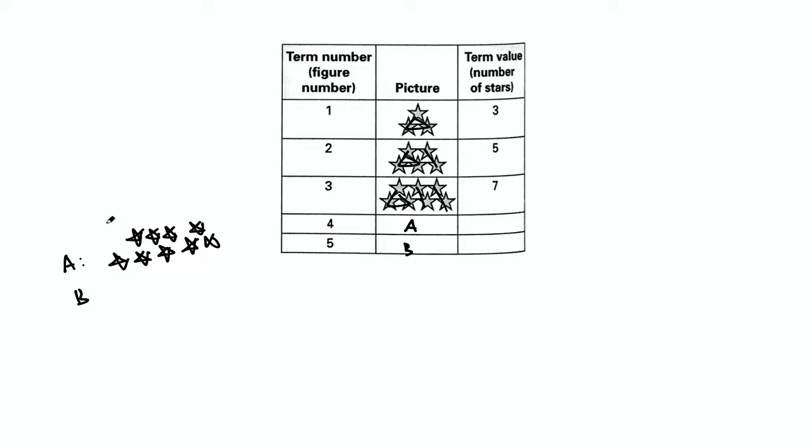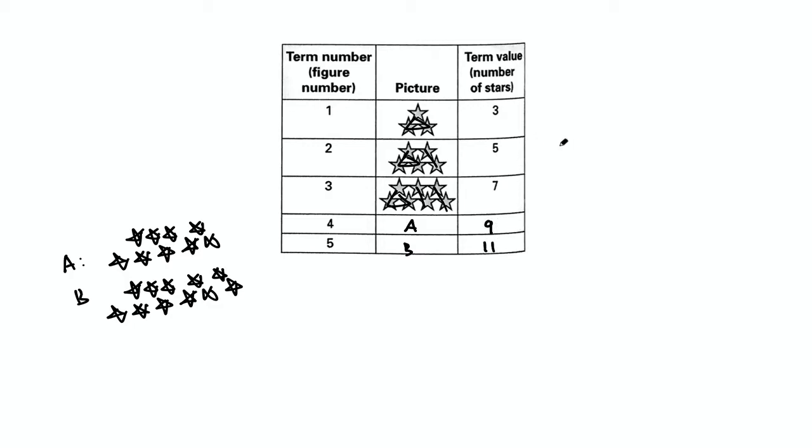B means we're going to take this shape. So we're going to take this and copy it, and we're going to add 2 more to the end. Okay, so we're going from 3 to 5 to 7 to 9 and then to 11.